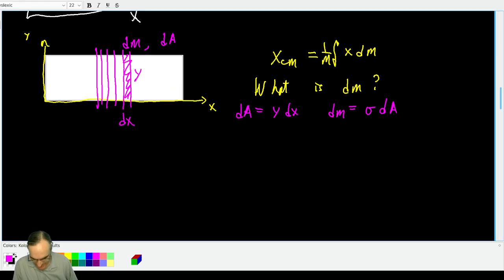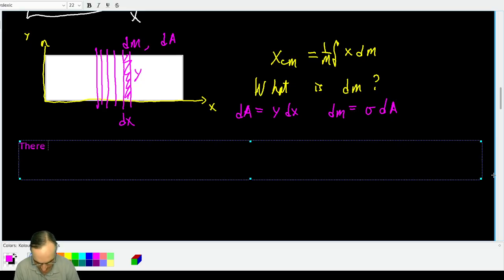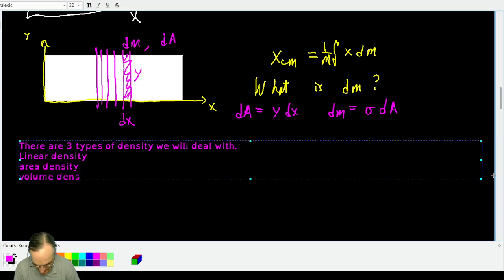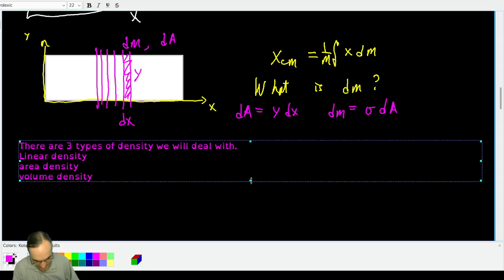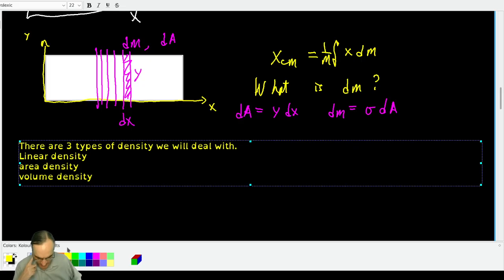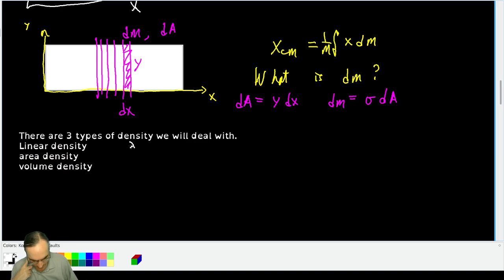Now that does raise another point. What do you mean area density? Well, there are 3 types of density we will deal with. Linear density, area density, and volume density. You've at least heard of volume density before, but these other 2 may be unfamiliar. We're going to use the following symbols when we deal with them. Lambda, lowercase lambda from the Greek letter set, for the linear density. Lambda is equal to the mass over the length, or dm over dl.